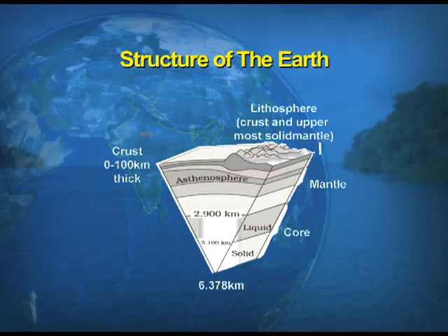Thereafter comes the core. It has the mantle boundary located at a depth of 2,900 kilometers. The outer core is in a liquid state, while the inner core is solid. The outer core is composed mainly of sial, that is silicon and aluminum.